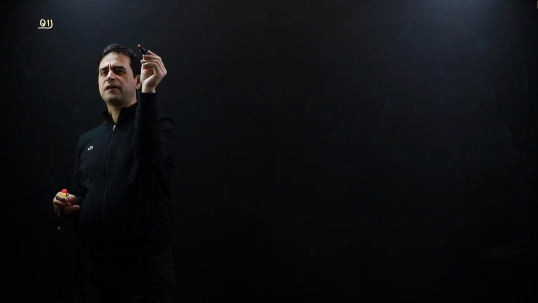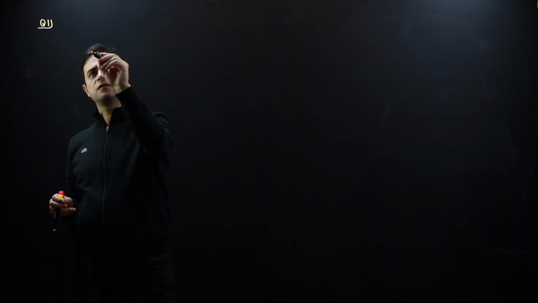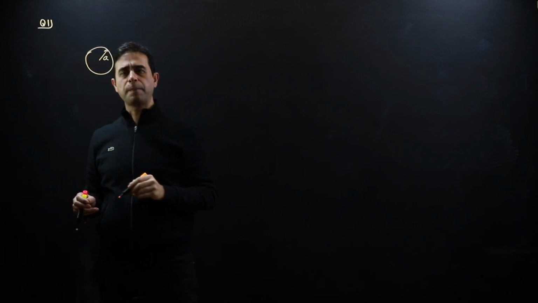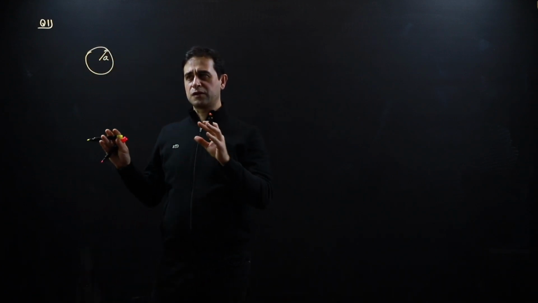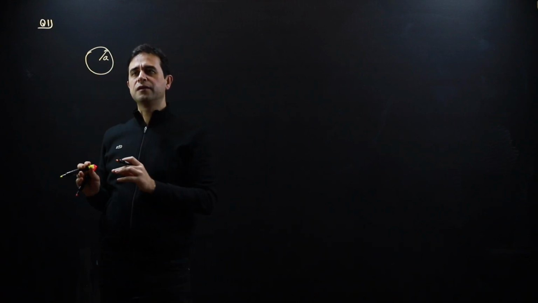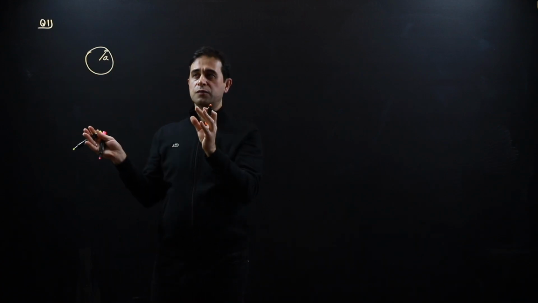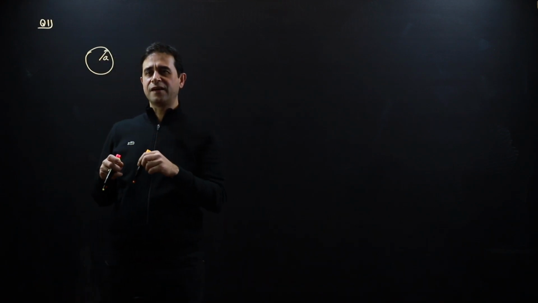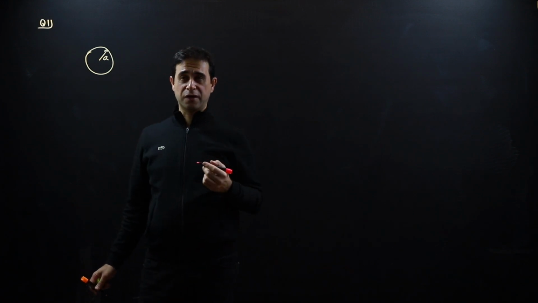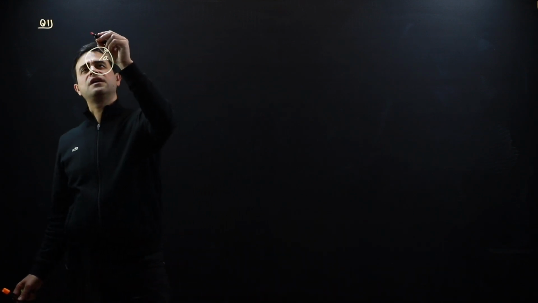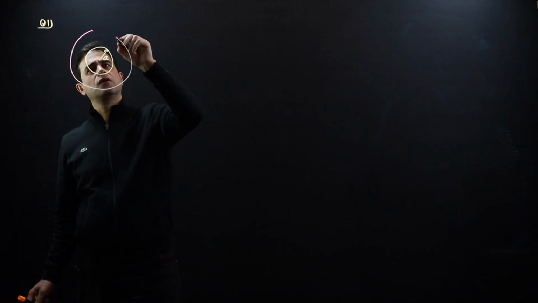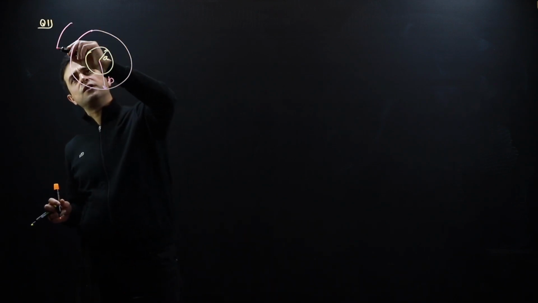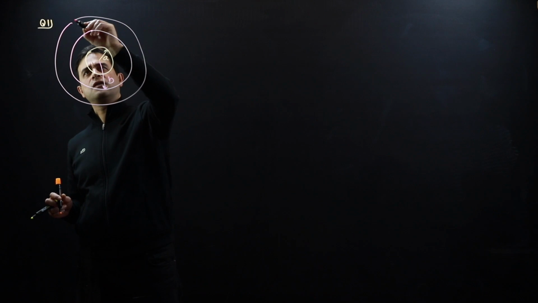So there's basically a conducting sphere at the center with a radius of A. This is a solid sphere, but it's conducting. And therefore, all of the charges are going to be distributed at the outer surface. And this is placed inside, again, a conductor, but it's a spherical shell with an inner radius of B, and an outer radius of C.